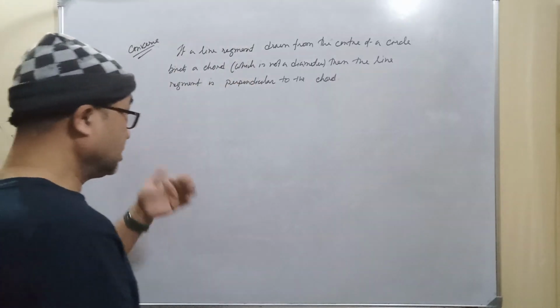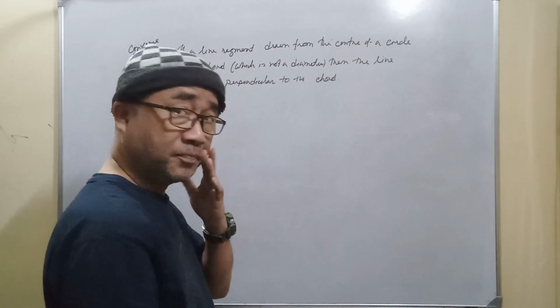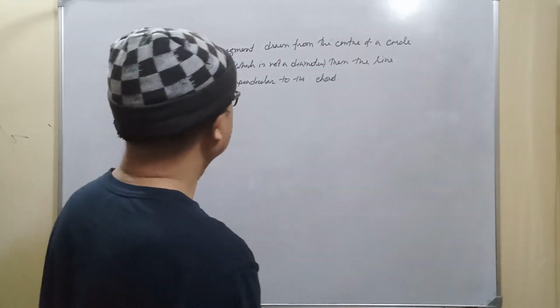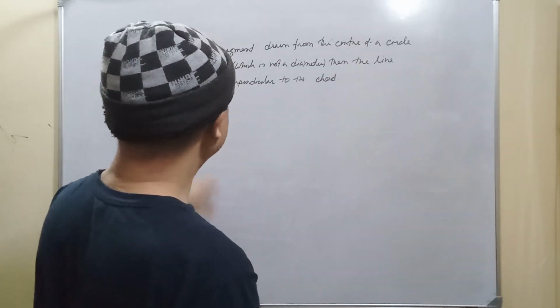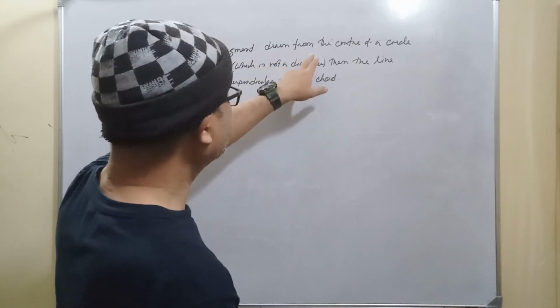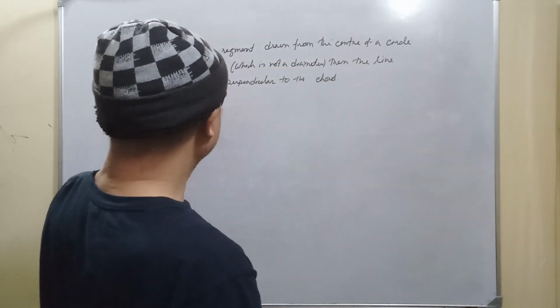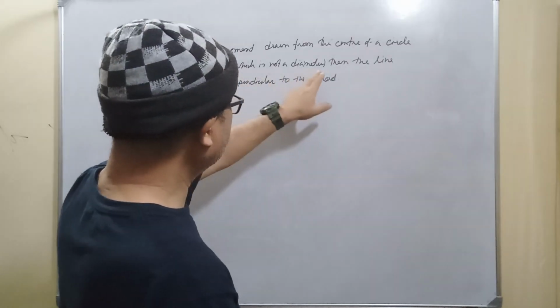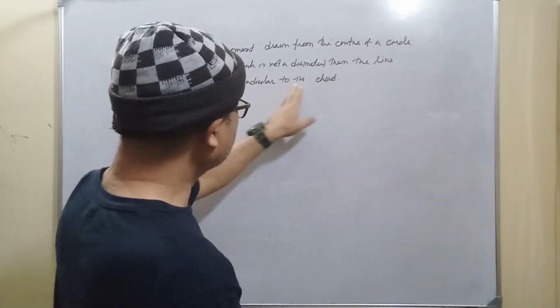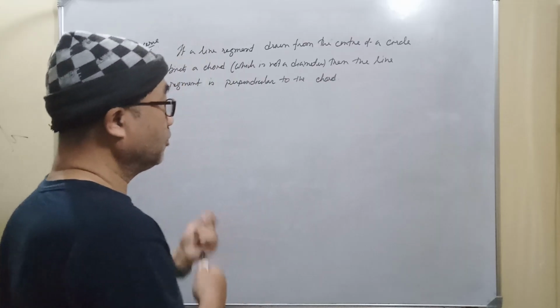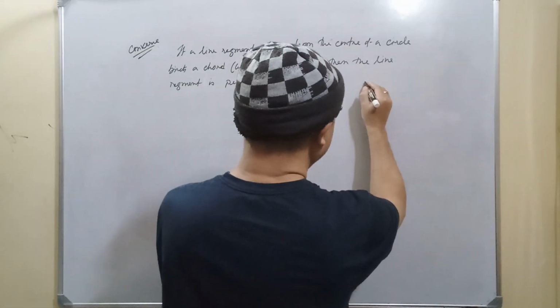Okay, so it is the converse of the previous theorem that we did. The converse says that if a line segment drawn from the center of a circle bisects a chord which is not a diameter, then the line segment is perpendicular to the chord. So let us take the circle again.